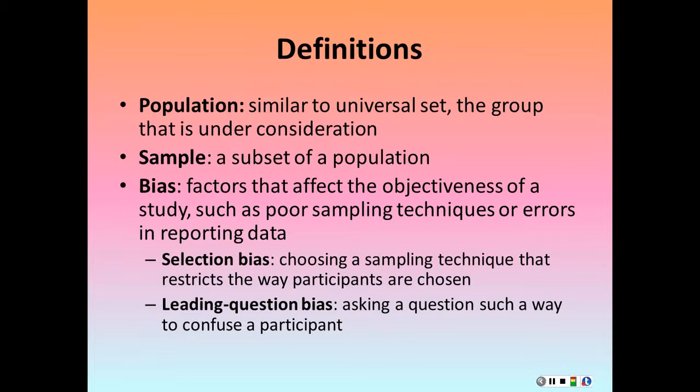First, some definitions. Population is very similar to the universal set, the group that is under consideration. So for example, if we're looking at a classroom, the classroom would be considered the population, and then within that classroom you have different groups, also called samples. Samples are subsets of the population.